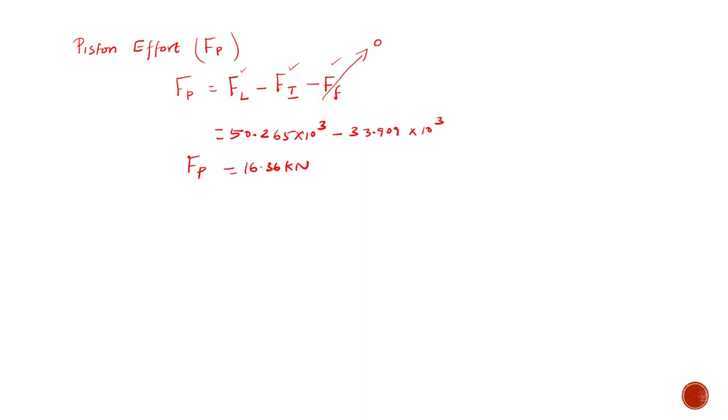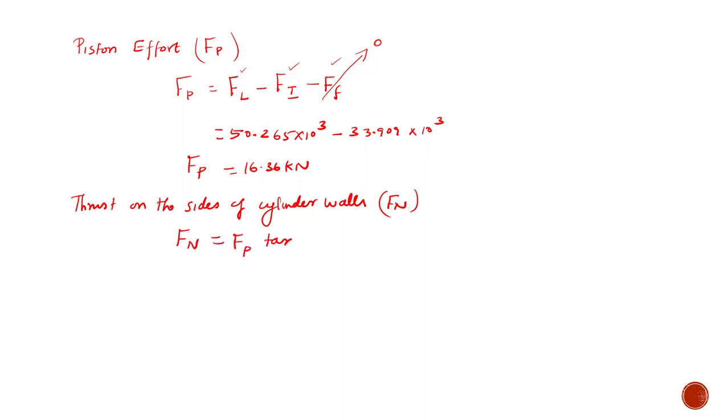Okay, and the next value that we are going to calculate is the thrust on the sides of the cylinder walls. That is the reaction force. That value can be found by applying this formula: Fn is Fp tan phi.